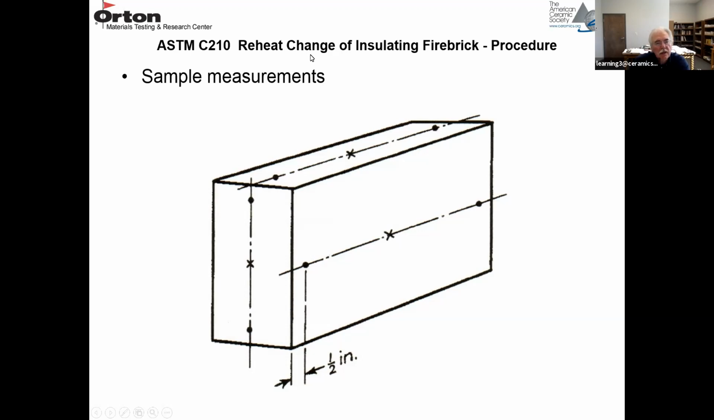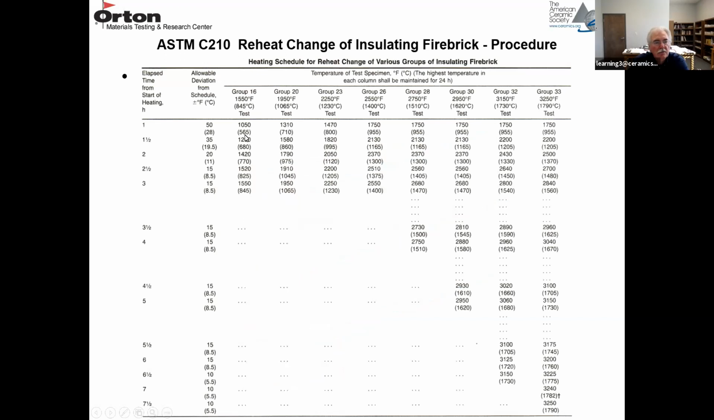So these are the heating schedules for the different kinds of IFBs. This is the elapsed time from the start of heating until you reach the hold time, and the hold time is 24 hours. We mentioned different groups. I think we did a 23, a 26, a 28, and a 30. There's also a 16 to 20, a 32, and a 33.